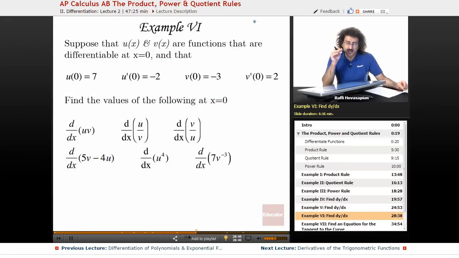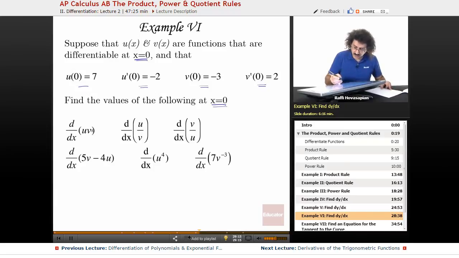Okay, so suppose that u of x and v of x are functions that are differentiable at x equals 0. And you know what, I think I'll actually work in blue here. And that u of 0 equals 7, u prime of 0 equals negative 2, v of 0 equals negative 3, v prime of 0 equals 2. Find the values of the following at x equals 0. So here we're going to form the derivatives and then just use these values, plug them in. Okay, so let's start with d dx of uv.